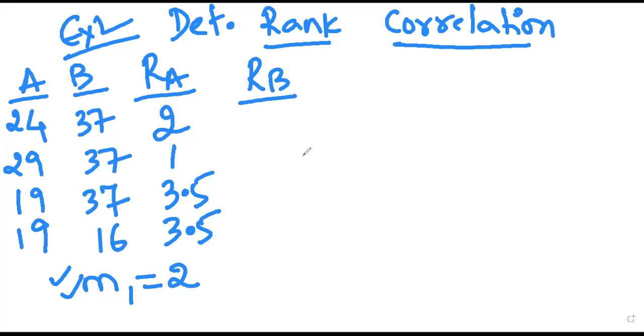37 is repeated 3 times. Therefore, m2, which I have written on the white screen, is equal to 3.